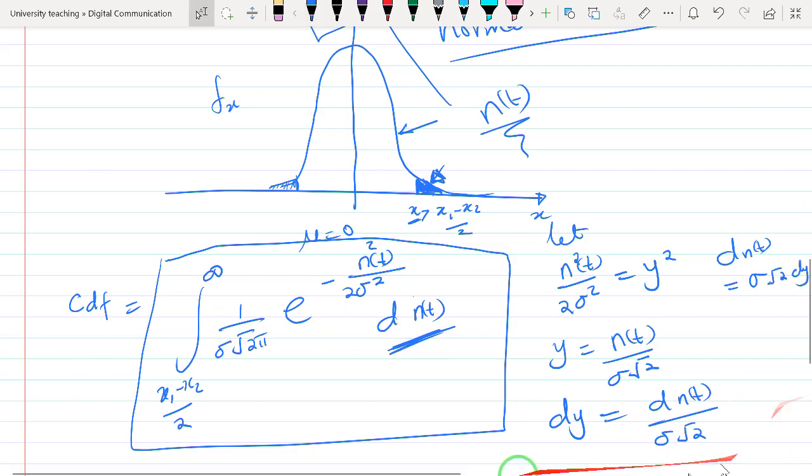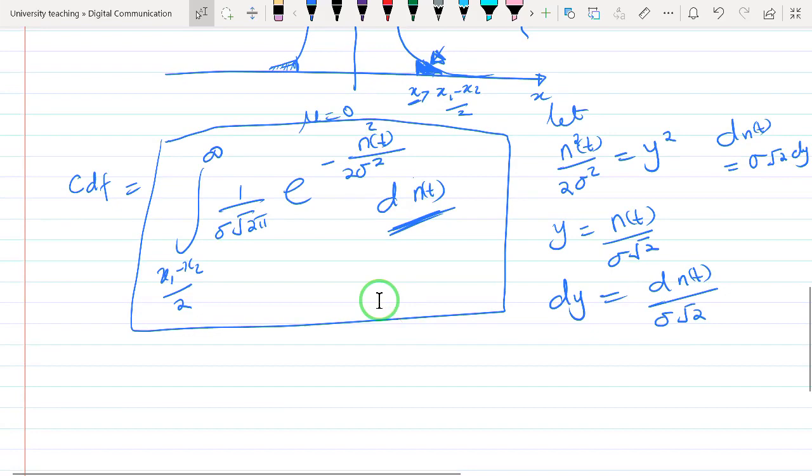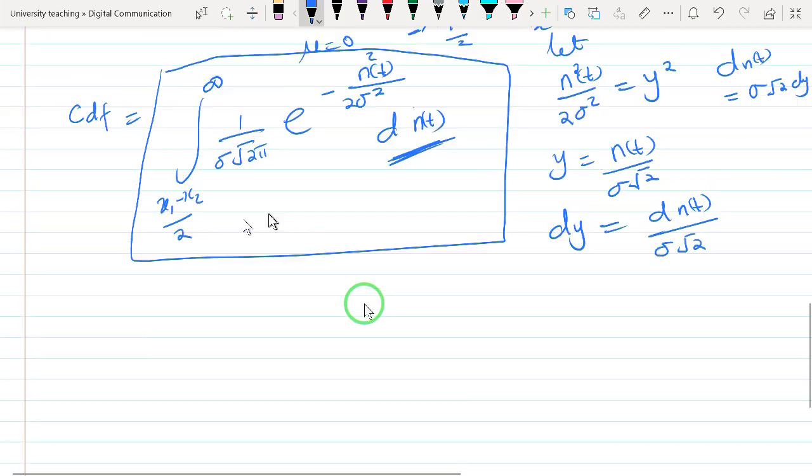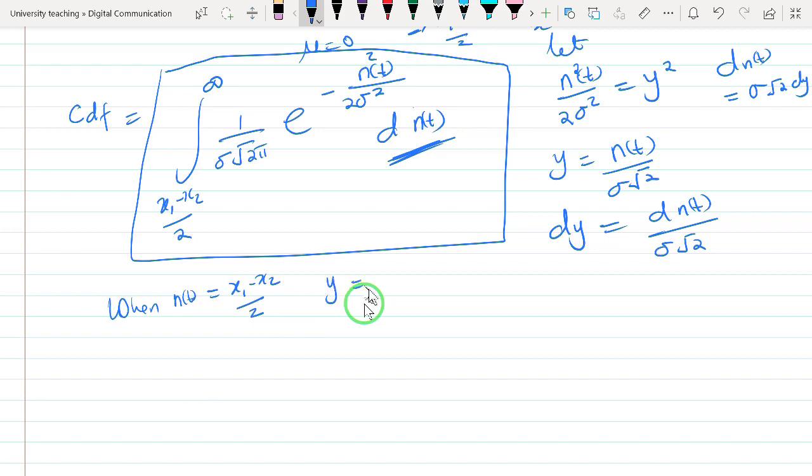So for us now to replace this, so that we have a function we can perform the integration on, we are going to say that our limits are going to change definitely, because we have changed our integral. So we are going to say that when nt is equal to x1 minus x2 divided by 2, then our y becomes what? Remember, our y is represented by this. So we are going to simply say equals x1 minus x2 all over 2 sigma root 2. I've just combined this equation with this one. And similarly, when nt is equal to infinity, our noise is approaching infinity, then our y will definitely become infinity.